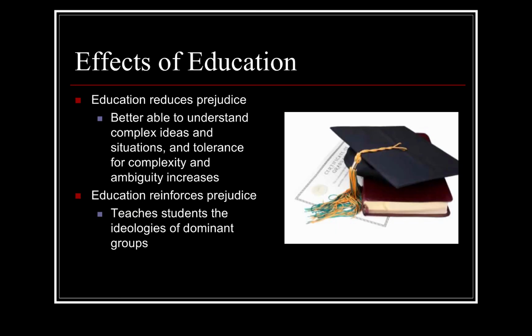So, education. Education can help reduce prejudice because people are better able to understand complex ideas and situations. They have more tolerance for complexity, and ambiguity increases. There's no right or wrong answers. There's kind of a nuanced way of understanding things. Education also is a problem. It reinforces prejudice. Students tend to learn the ideologies of the dominant group in their classrooms. They may not be introduced to other forms of understanding or histories or ways of thinking than what is produced by the dominant group. So curriculum also matters in how to reduce prejudice.